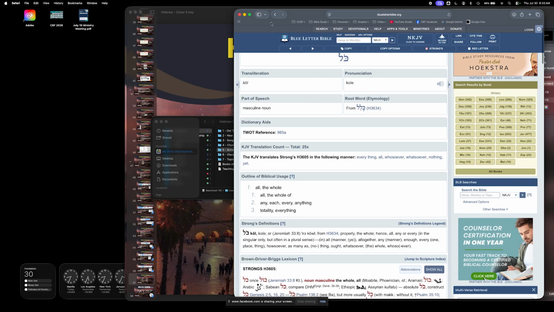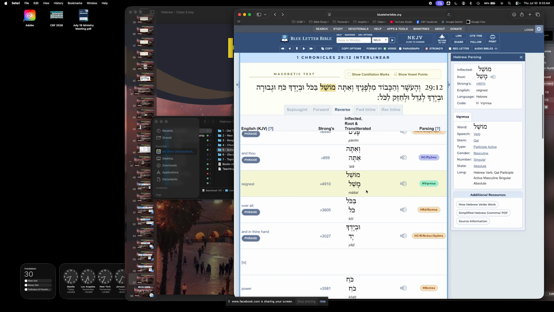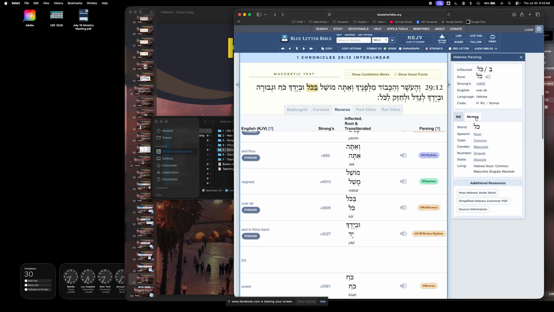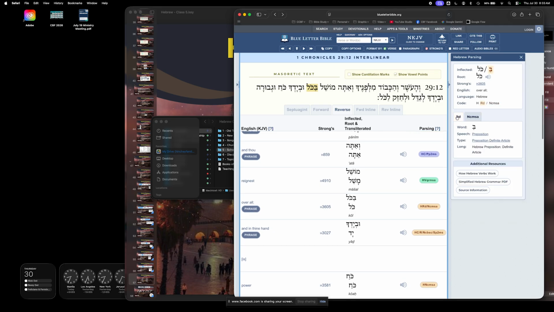So what is God ruling over? Well, he rules over all. The interesting thing is the word over. Let's look at this real quick because we've seen our vocabulary. Let's look at our grammar. As we look at our grammar over this word all, we find that it does have added to it a preposition. The preposition is the bet. It's the inseparable preposition bet.